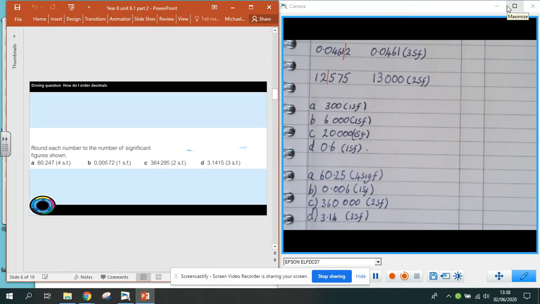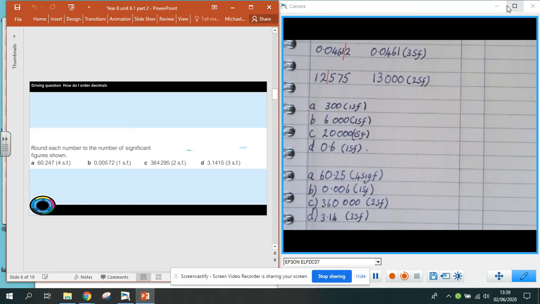Again, these are questions that I prepared earlier. So my first one, 4 significant figures, 1, 2, 3, 4. You can always count the numbers, just start counting at the first number, keep going. And that would be 60.25. The second one, 1 significant figure, but I don't start counting till I reach the 5. I look at the next number, it's a 7, so that rounds up to 0.006.